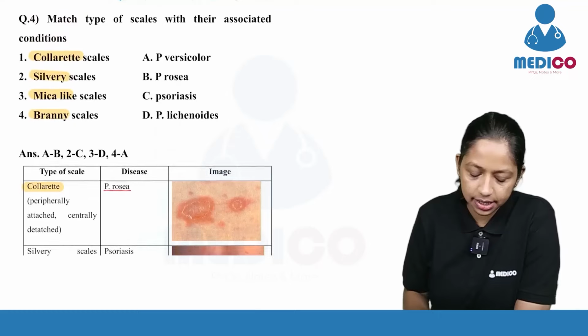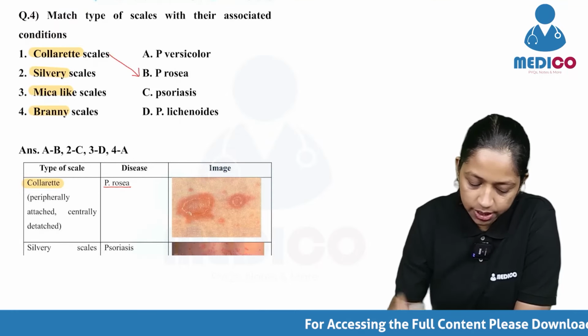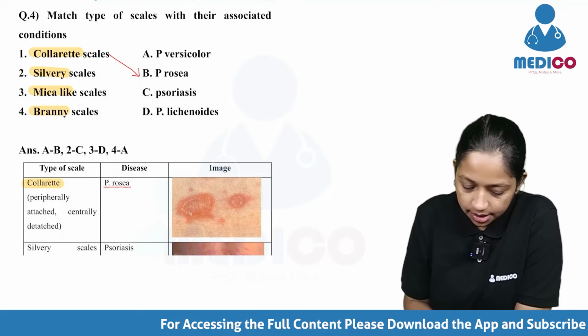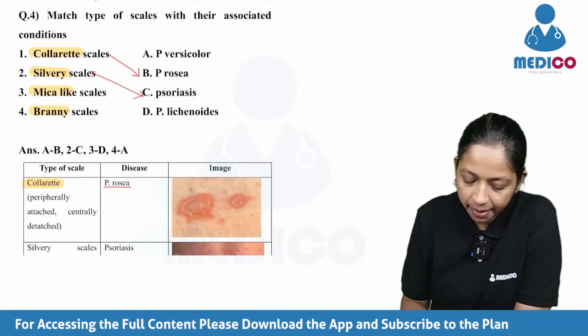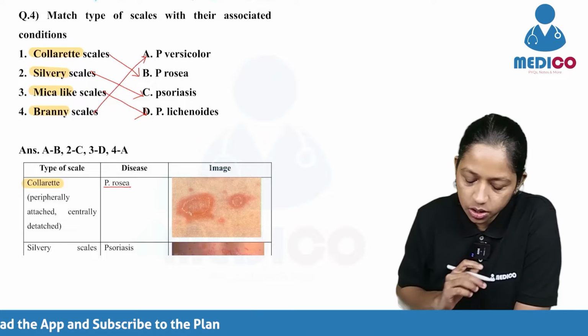So the correct answer, the sequence, would be: collarette scale is seen in pityriasis rosea, silvery scales, again our favorite, psoriasis, mica-like scales in pityriasis lichenoides, and briny scales in pityriasis versicolor.